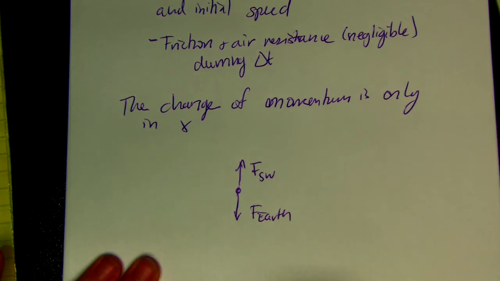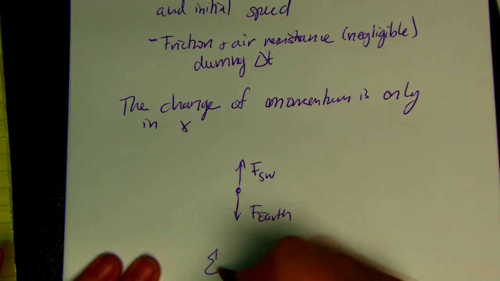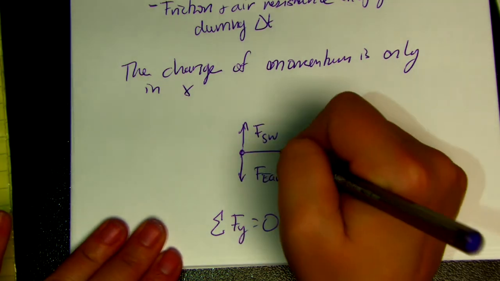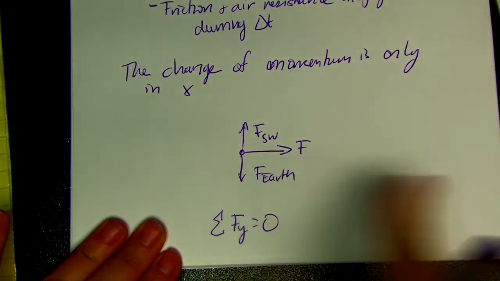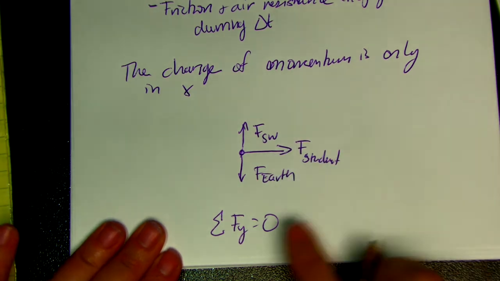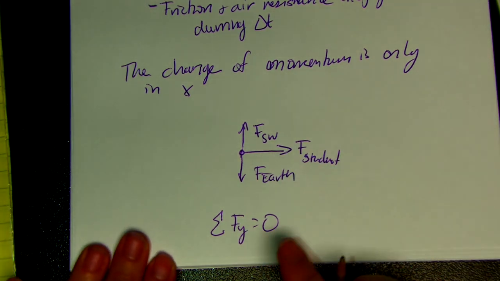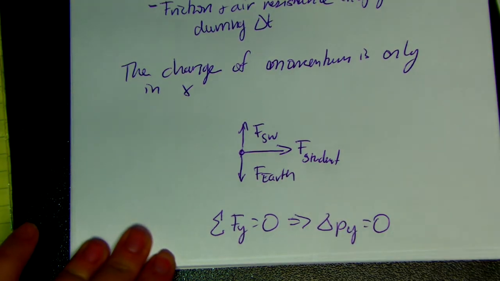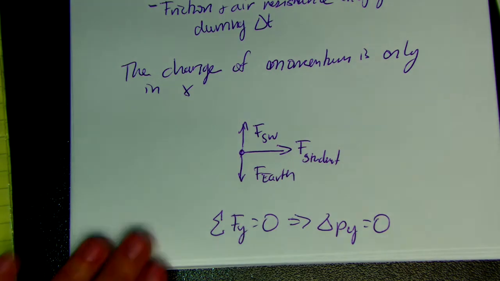These are equal and opposite. So the sum of forces in y is equal to 0. We are only left with the force in positive x of the other student. Thus, if the sum of the forces in y is 0, that would imply that the change of momentum in y is also equal to 0. So we only need to deal with x.